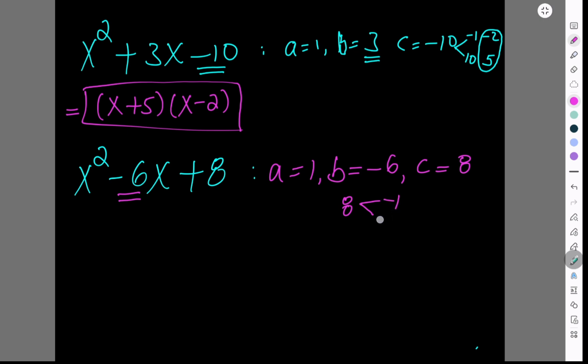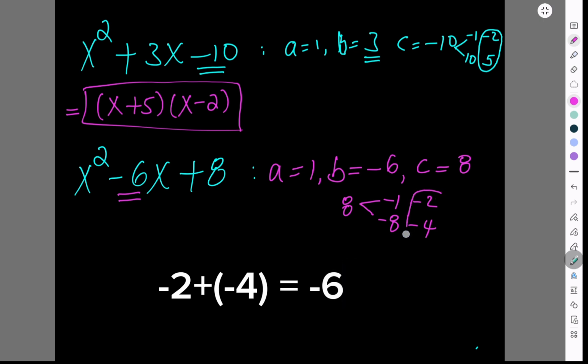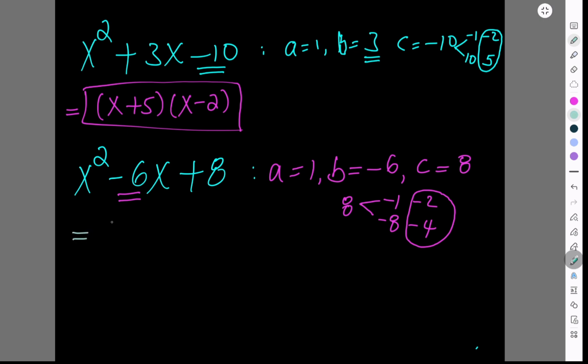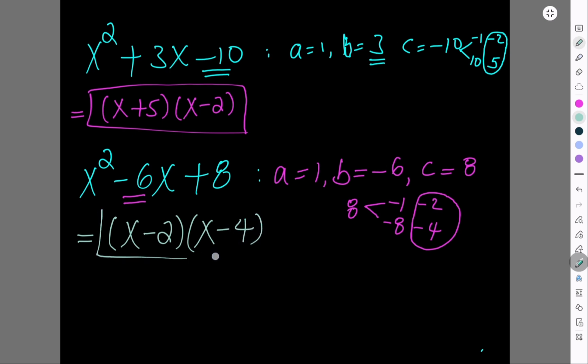Like negative 1 multiplied by negative 8 is positive 8, but the sum is minus 9. And minus 2 multiplied by minus 4, the product is 8. And what about the sum? Minus 2 plus minus 4, it is minus 6, right? Therefore, the numbers that we are looking for are minus 2 and minus 4, and therefore the factorized form is going to be what? x plus minus 2 means x minus 2 times x plus minus 4 means simply x minus 4. This is the factorized form.